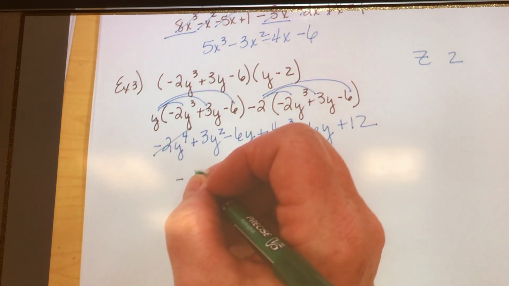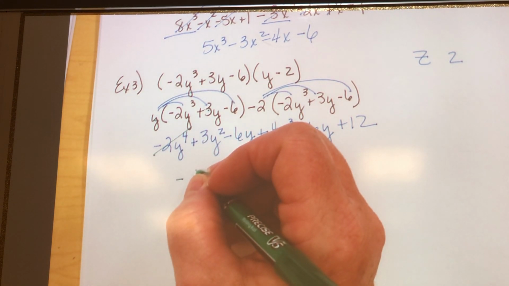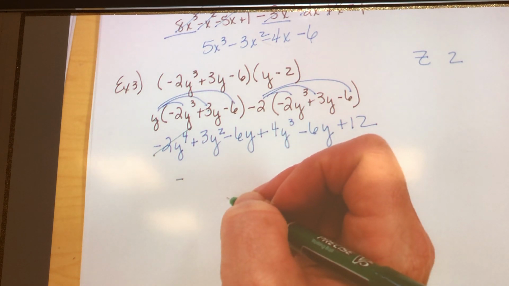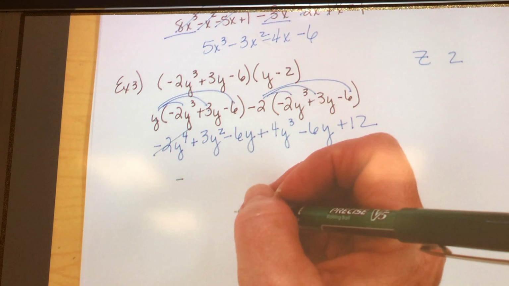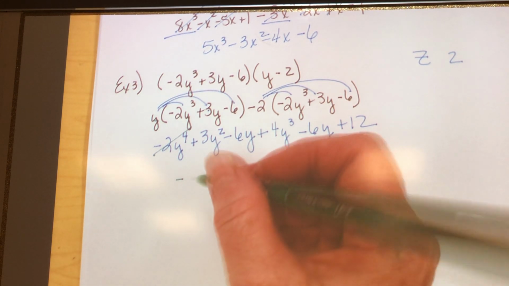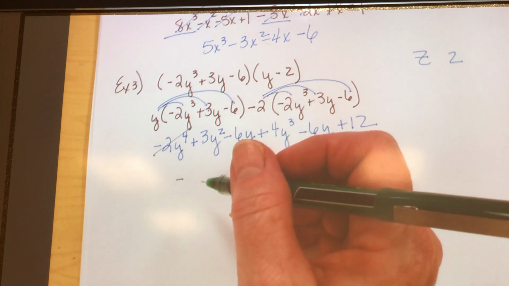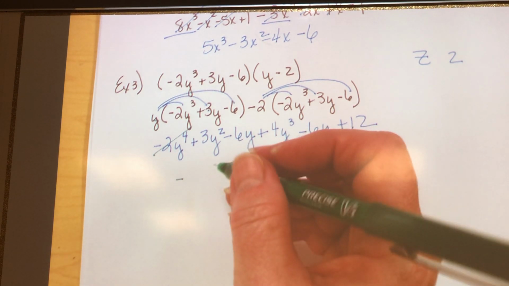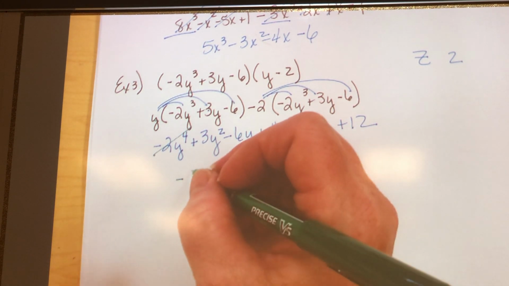Negative 2... oh, sorry, I wrote the problem down wrong. I was wondering why I got that answer and it didn't check with my other notes. I'm like going, what? But I wrote the problem down wrong. It's okay, it's no big deal. Negative 2, y to the 4th.